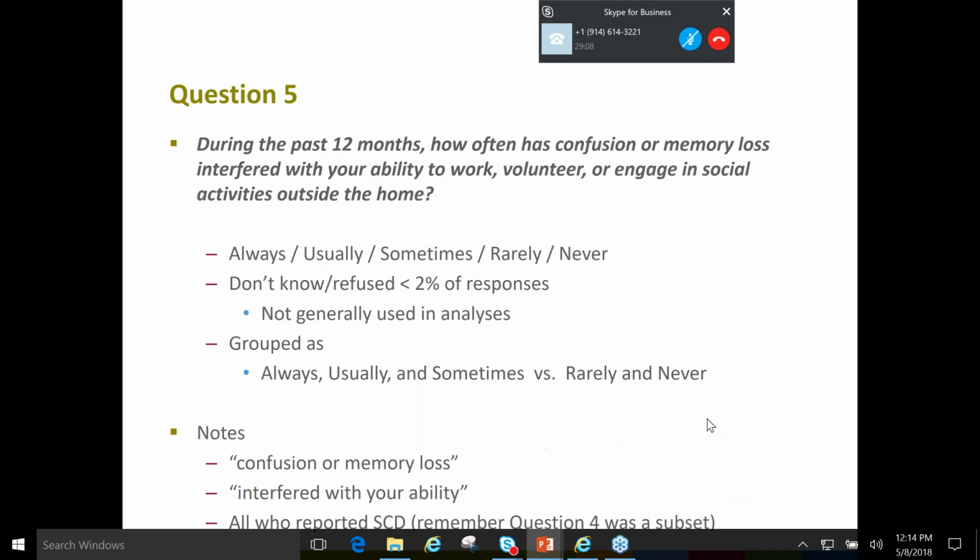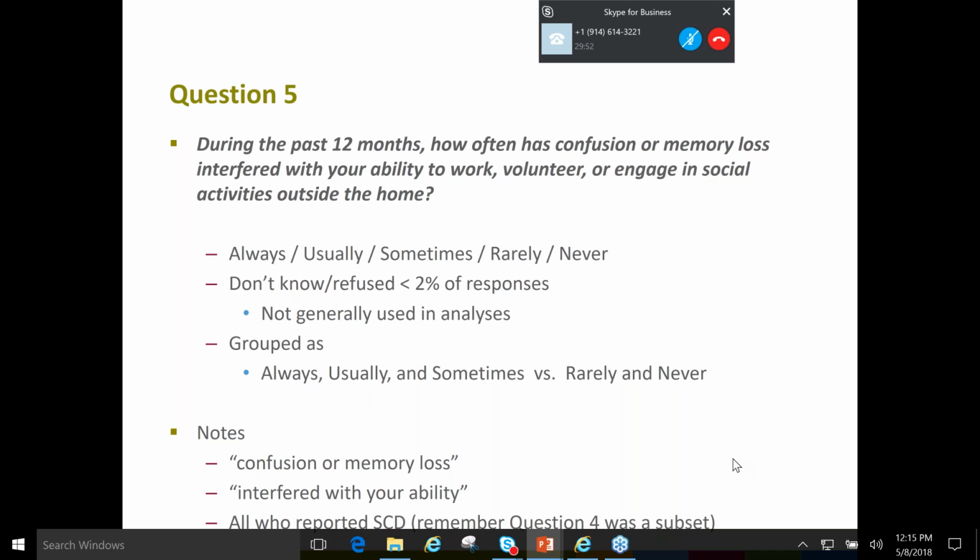So for question 5: during the past 12 months, how often has confusion or memory loss interfered with your ability to work, volunteer, or engage in social activities outside the home? Again, 5-point response: always, usually, sometimes, rarely, or never. Don't know and refused responses, as before, are not generally used in the analyses that we perform here at CDC, and they constitute less than 2% of responses. And again, grouped as in the previous questions: always, usually, and sometimes, versus rarely or never.